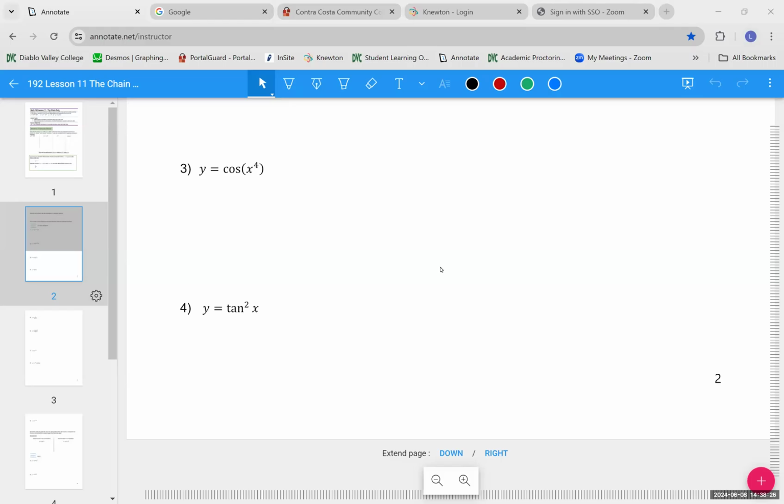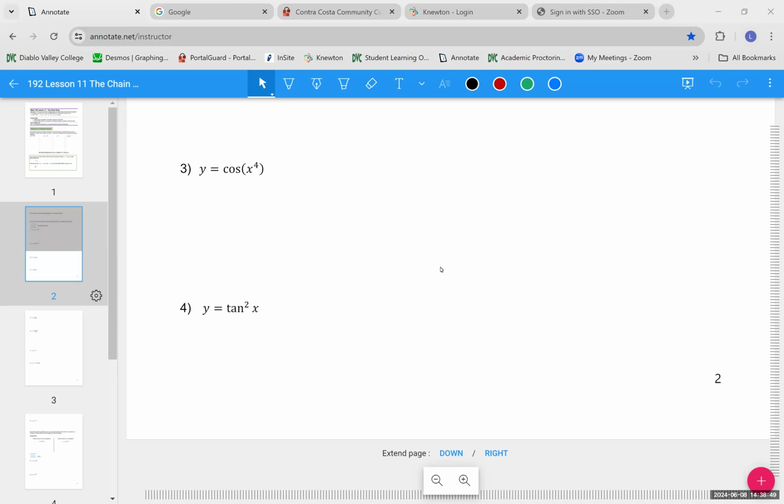Okay, we're going to continue with some more examples. The chain rule is kind of a straightforward rule, but you really do have to practice it a lot. You just have to practice all kinds of different problems that involve the chain rule. So there are two more problems on this page, cosine of x to the fourth and tan squared of x.